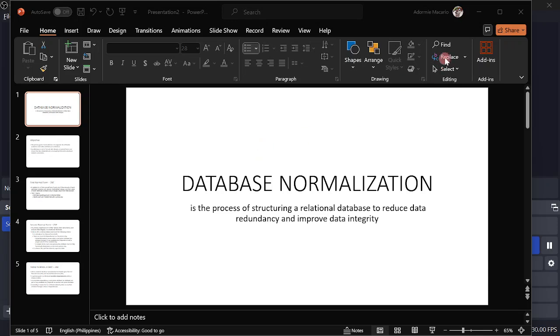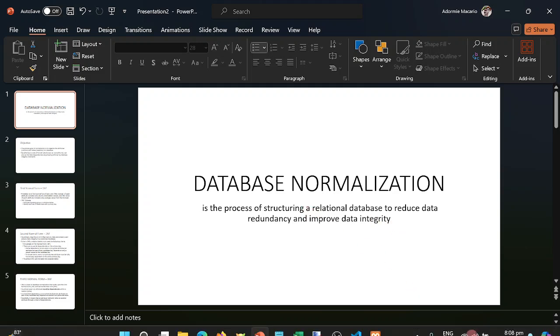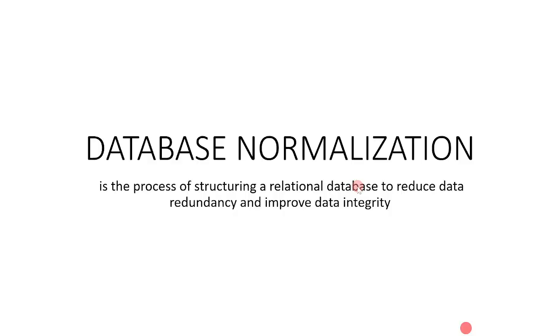Okay, so we are now on database normalization. As I have mentioned in our previous video, we are going to discuss database normalization as our solution for the database anomalies that we have discussed. So what is database normalization? It is the process of structuring a relational database to reduce data redundancy and improve data integrity.